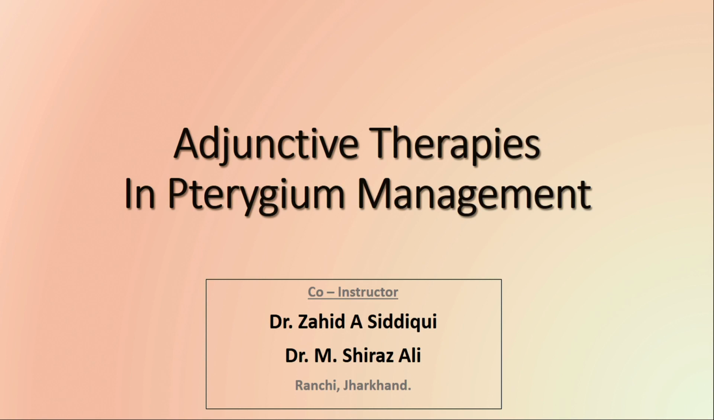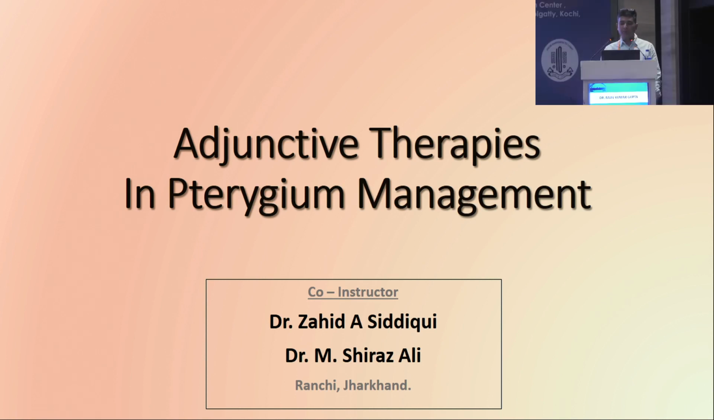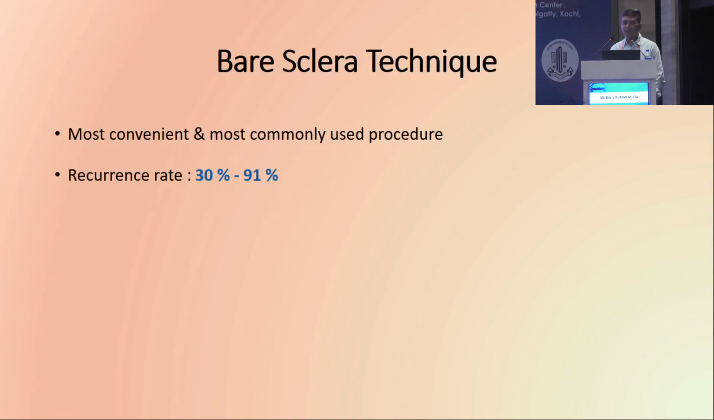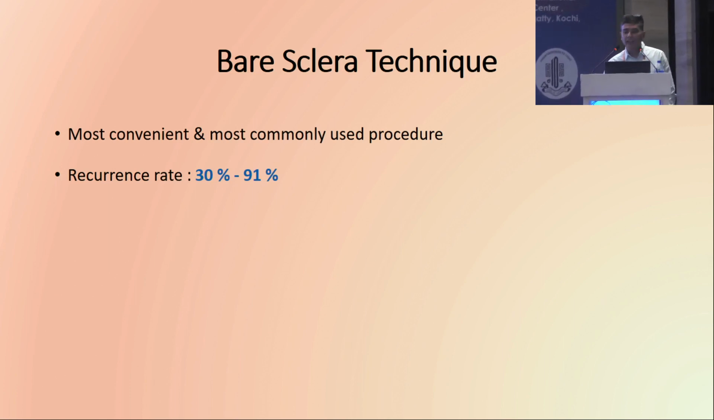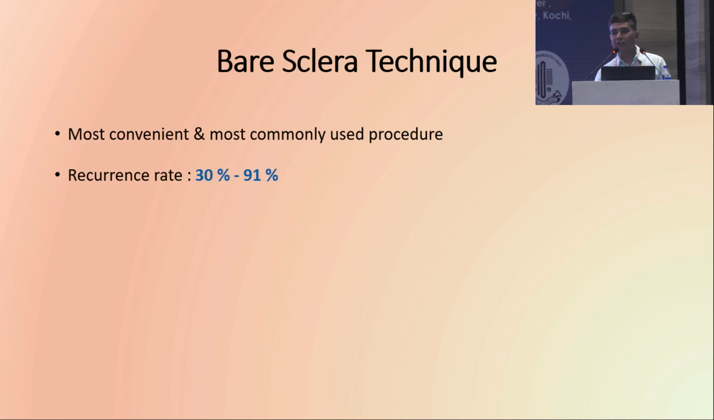I'll be talking about adjunctive therapy in pterygium management, as Dr. Rajiv Gupta was talking about the commonly used procedure. Bare sclera led to a lot of recurrences in the past. This was the most common technique in previous decades, and in many smaller places it is still prevalent even nowadays. It has a recurrence rate of 30 to 90%, and that recurrence rate led to the use of a lot of adjuvant therapy to prevent recurrence post-operatively.